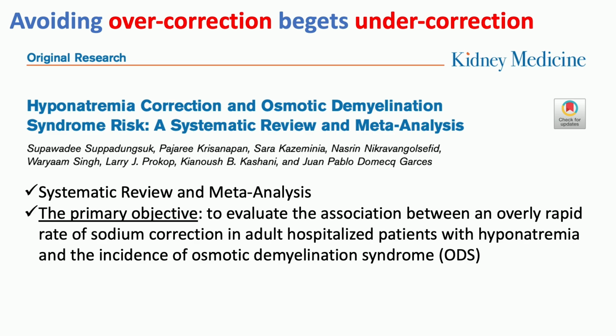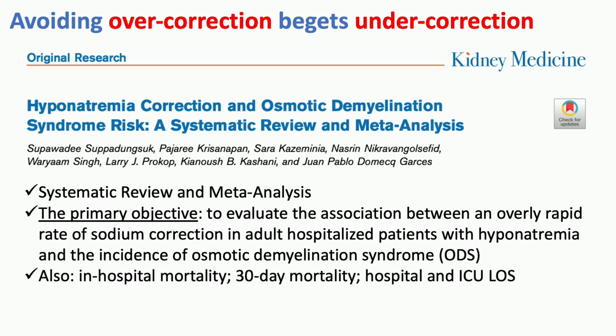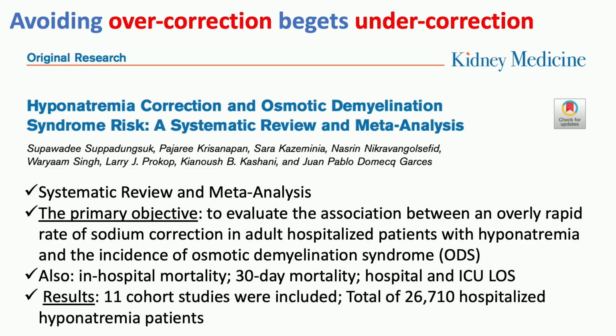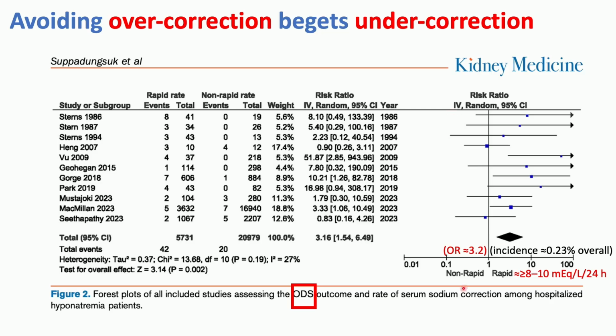This is the primary objective, but they also looked at other issues like in-hospital mortality, 30-day mortality, hospital length of stay and ICU length of stay. They found around 11 cohort studies and a total of 26,710 hyponatremia patients. So what they found, this is for the primary outcome or the incidence of ODS: the good news is the absolute incidence was very, very low. Less than 0.23% overall in all these, more than 23,000 cases.